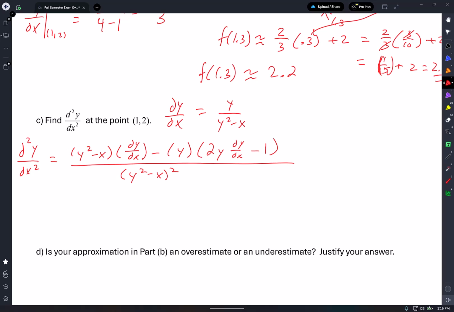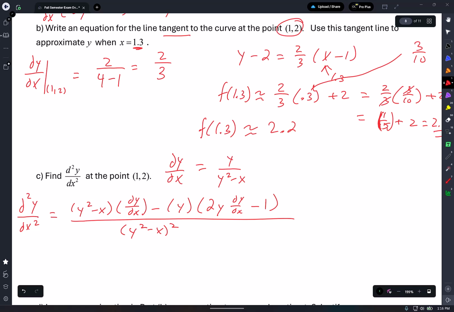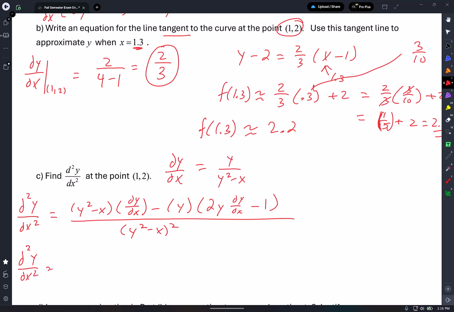Okay, I'm done. I'm just going to plug in my 1, 2. We already have what dy dx is at 1, 2. It's 2/3. So here it is. d squared y over dx squared equals, let's see, y squared, so 2 squared is 4 minus 1 is 3. So I'm going to have 3 times dy dx, which is 2/3. And make sure that everything's correct. 2 squared 4, 4 minus 1, 3. All right, we got that.